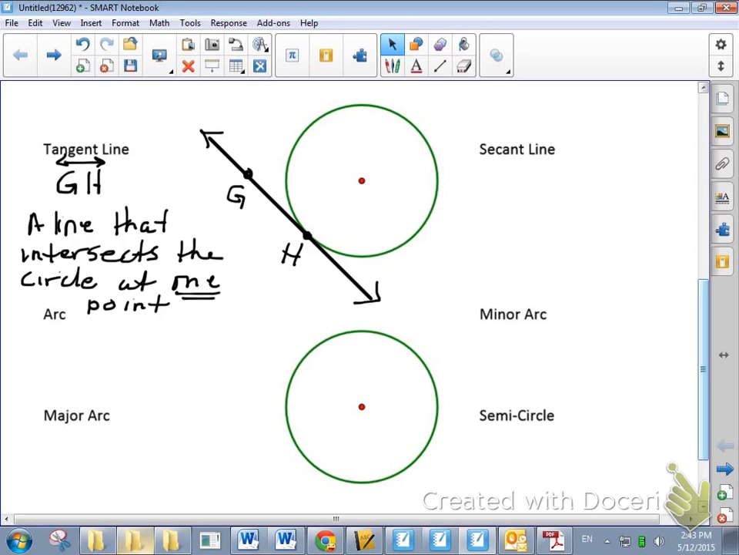So this part is important. Exactly one spot. And then this point right here, H, is called the point of tangency. The point of tangency.